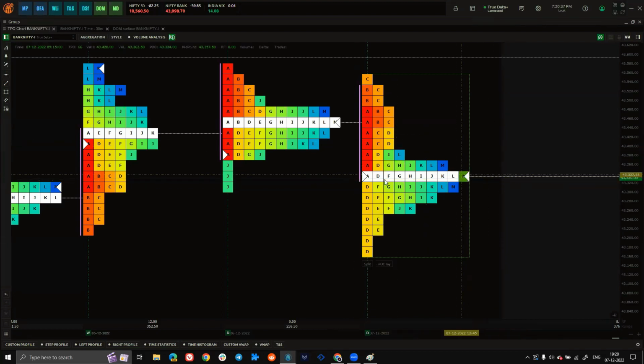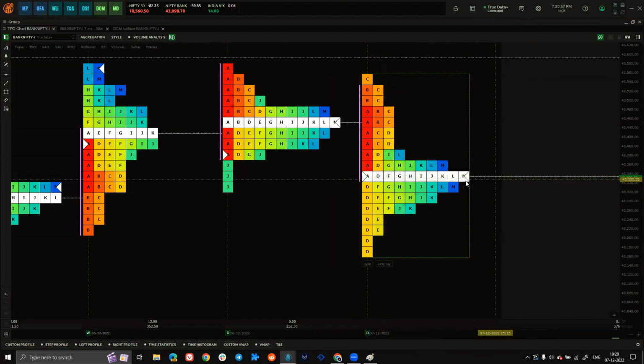All right. Now you see in this colorful chart, this white line. This white line is called the point of control. This is the price where all the market participants fought the most. And this is the point where all the market participants try to take control.